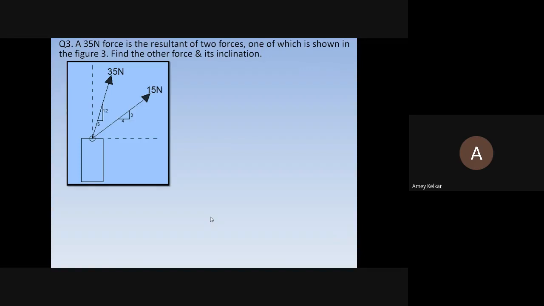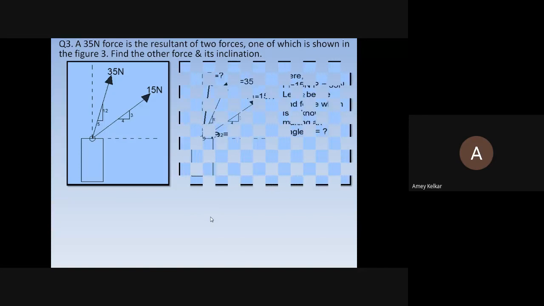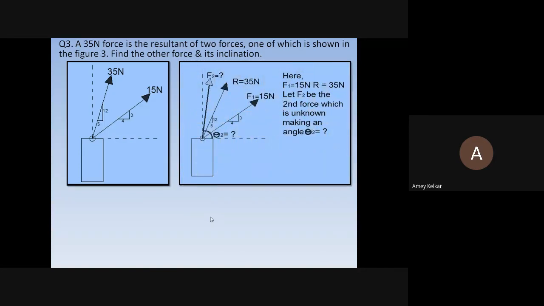A 35 Newton force is the resultant. R is 35. The statement itself says so. This is the modified version. This will not be given in the exam; I'm telling it here now. In the exam, what will you do regarding this?